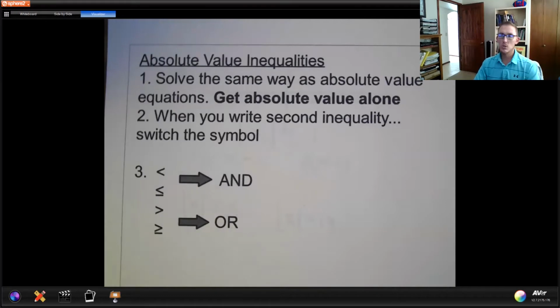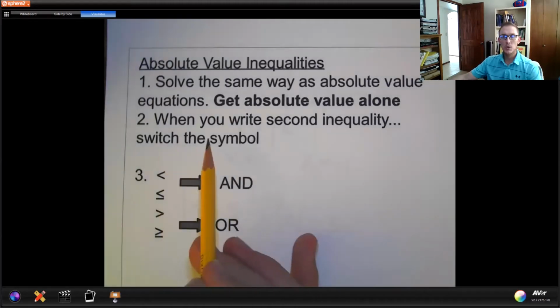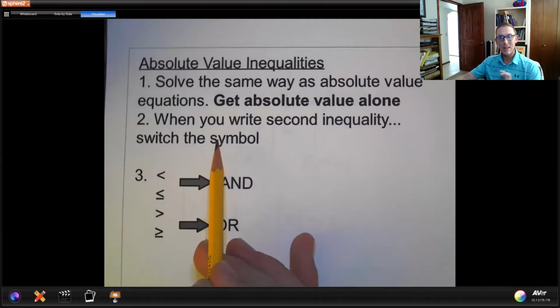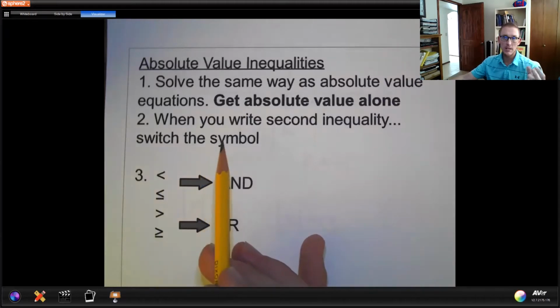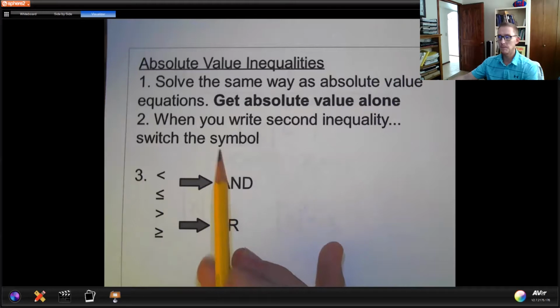Here's the one catch. With absolute value inequalities, when you write the second inequality, you will have to switch the symbol. So if it used to be a less than, the second inequality will have a greater than. If it started off as a greater than, then the other inequality will be a less than.